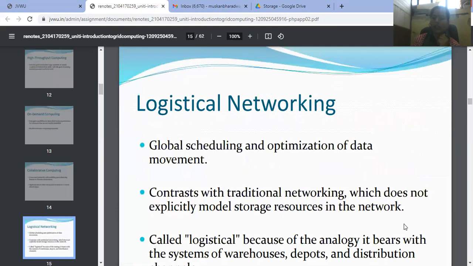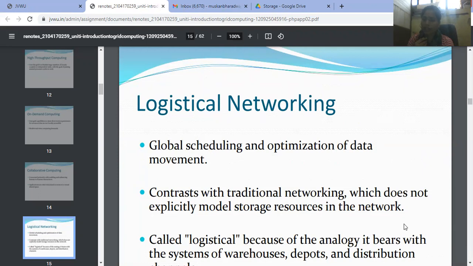Logistical networking does global scheduling and optimization of data movements. What does optimization of data mean? Suppose you have 1 GB of data for storing. Then you optimize that. Optimizing the data means removing the redundant data in those files, reducing the file size or compressing it into a smaller size. Data movements can then be easily done with global scheduling.